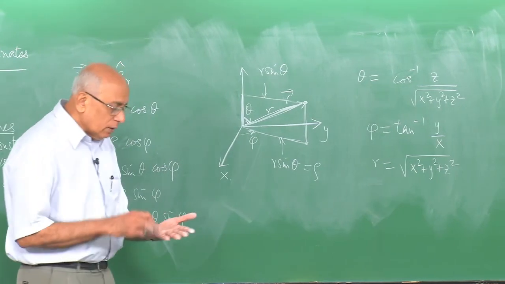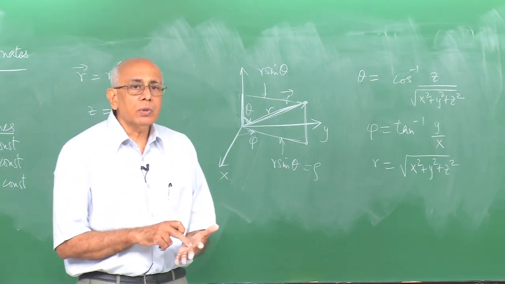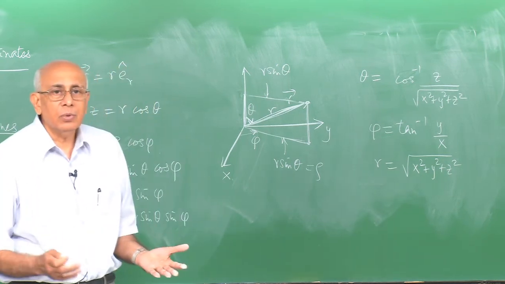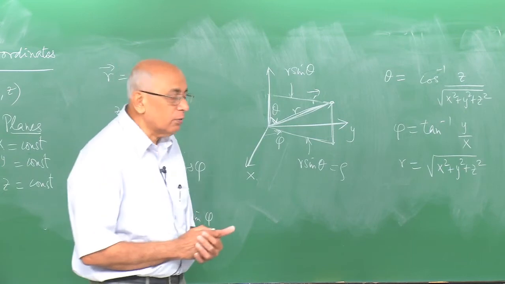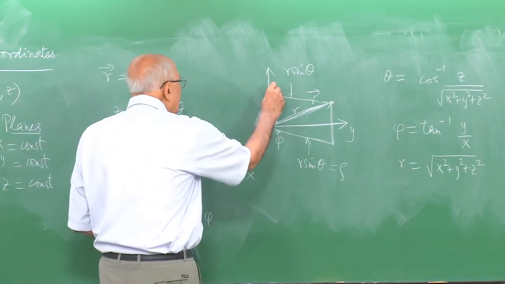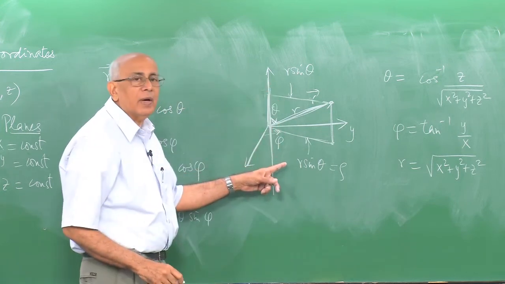As before, in the case of plane polar coordinates, we discovered that the origin itself has no definite azimuthal angle. There is no unique angle associated with the origin itself, where rho is 0. In exactly the same way, here the whole z axis, this line, has an indeterminate value of phi.